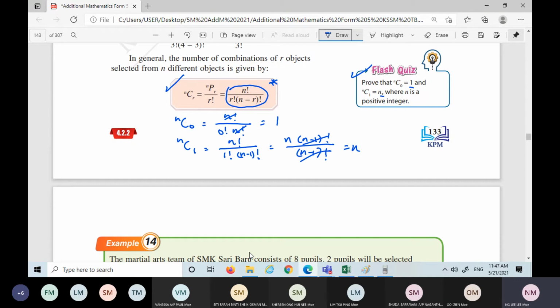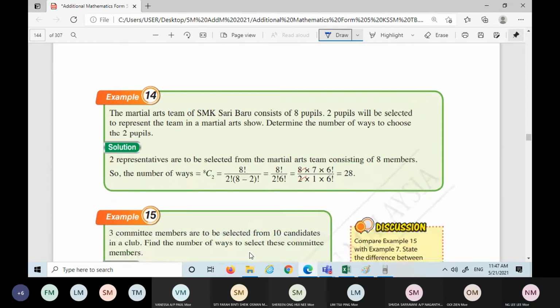Next we go to the example. Look at this. The martial arts team of SMK Sari Baru consists of 8 pupils. 2 pupils will be selected to represent the team in the martial arts show. That means the number of ways to choose the 2 pupils. Arrangement is not important, who goes first also never mind. So out of 8, choose 2. So very simple, 8C2. Finish.